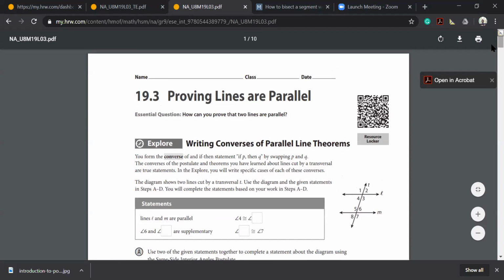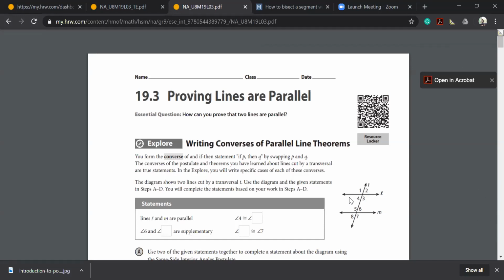In lesson 19.2, we took what will happen if two lines are parallel and they are cut with a transversal, like in here, for example. And we said that we had something called the alternate angle theorem, the same side angle postulate, and the corresponding angle theorem, right? All of these came from the idea that if L is parallel to M, then these things are going to happen.